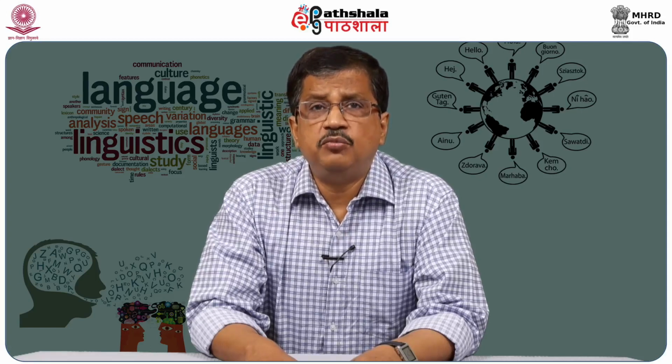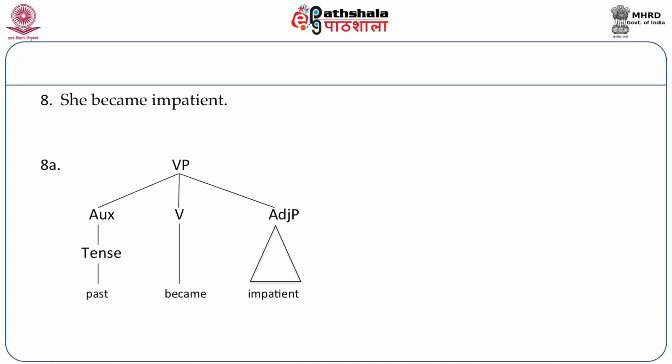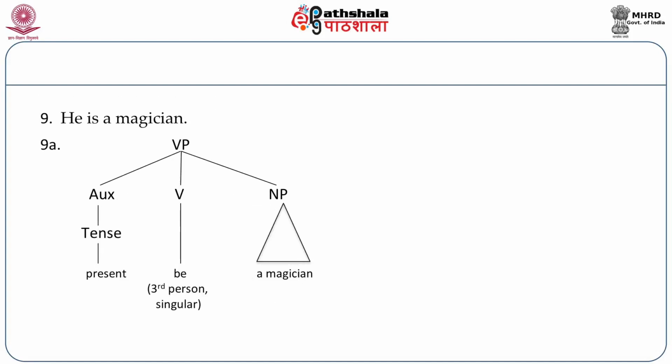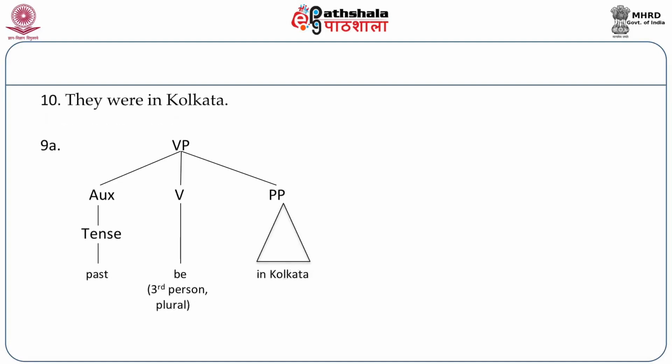Now let us look at some more sentences. Here in 8 we have the sentence "She became impatient." Here we have an adjective phrase after the verb. In 9 we have a be verb as the main verb. Here the be verb is not an auxiliary verb and we have the noun phrase after the be verb. And in 10 we have a preposition phrase after the be verb, which is again a main verb, and tense is marked on the main verb.